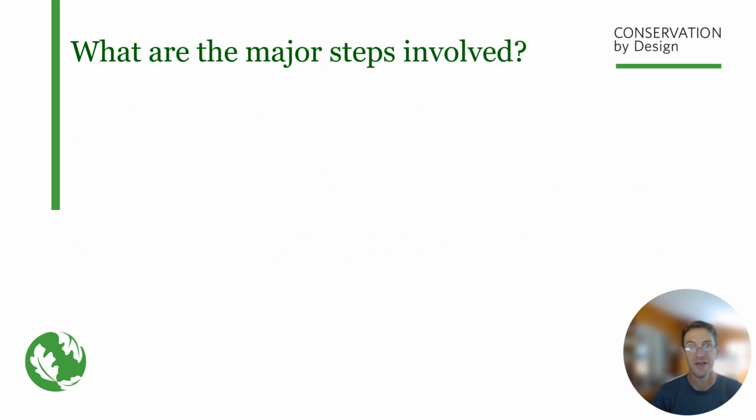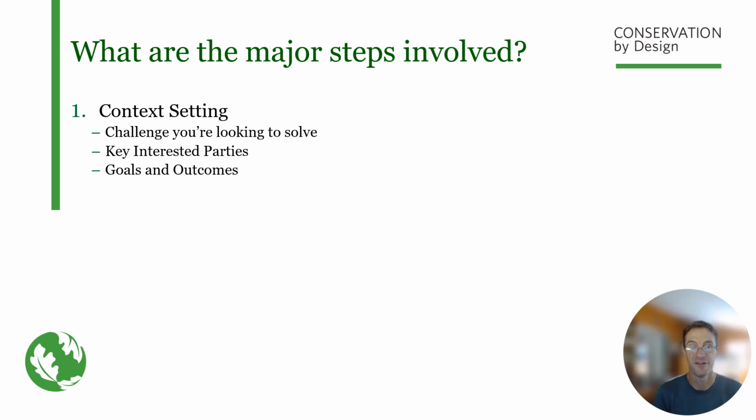So let's talk quickly then about what are the major steps involved in this module. Typically, teams undertake the module in a 3-workshop series, each workshop being about 3 to 4 hours, so a morning or an afternoon session spread over a 3-day period. In the first of those workshops, then the team really articulates that context. They describe the challenges they're looking to solve, they list out the key interested parties that need to be engaged or might be affected by the issue, and they specify their goals and their outcomes, what success looks like.